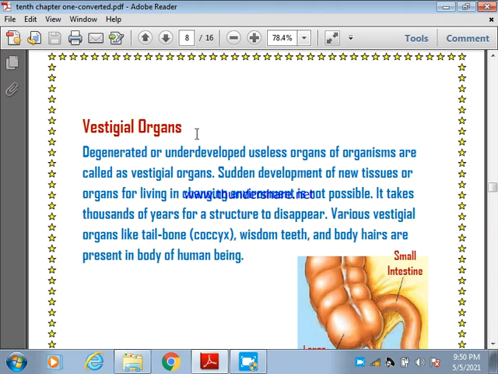Next point, vestigial organ. Degenerated or underdeveloped or useless organs of organisms are called vestigial organs. Sudden development of new tissue or organ for living in a changing environment is more. Sometimes our internal body changes. It may increase or it may decrease. That change causes different kinds of disease. It takes thousands of years for a structure to disappear. Various vestigial organs like tailbones, wisdom teeth, and body hairs are present in body of human beings.